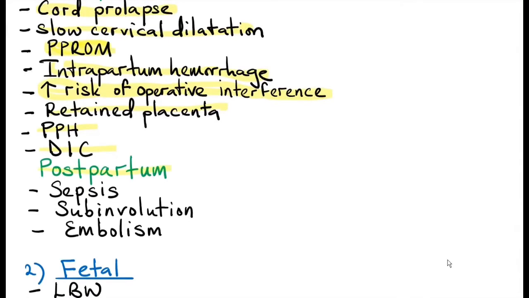Postpartum complications, sepsis. Sepsis because the placenta is attached in the lower uterine segment. Then the lower uterine segment is close to the vagina. So there's an increased risk of ascension of infection. The other reason is patients who are anemic are prone to infections in the postpartum period. Subinvolution, this is because of a slow contracting uterus. They can also get an embolism, commonly amniotic fluid embolism.